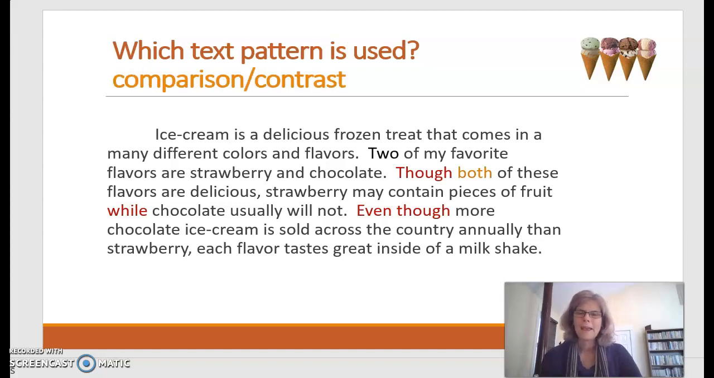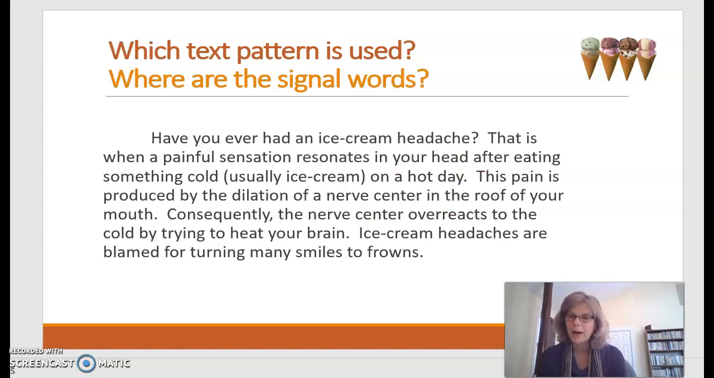So if you said comparison, contrast, you're right. And you can see these words, though, and both, even though and while, talking about strawberry and chocolate, two of my favorite flavors of ice cream. So there's a lot of comparison going on in that paragraph. But here's another paragraph talking about ice cream, and now it's a different text pattern. See if you can find the signal words and the text pattern that this writer's using.